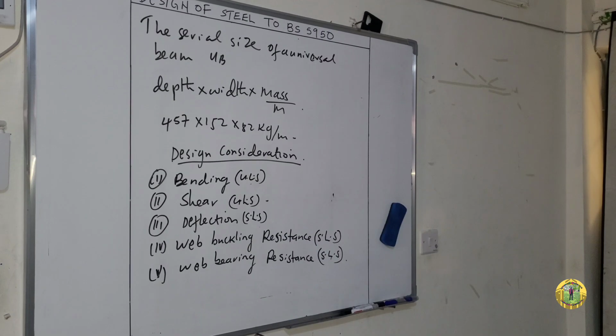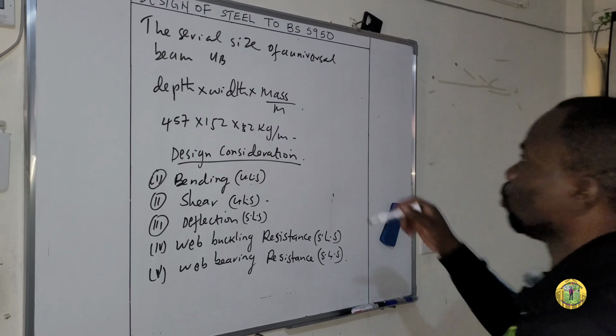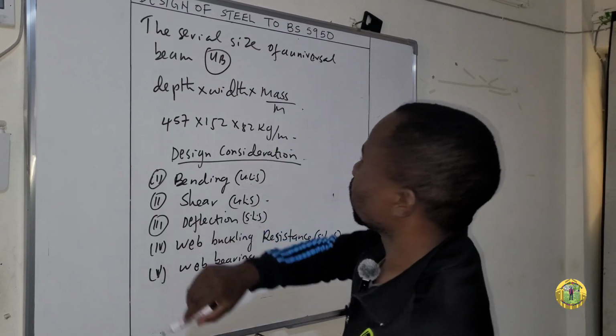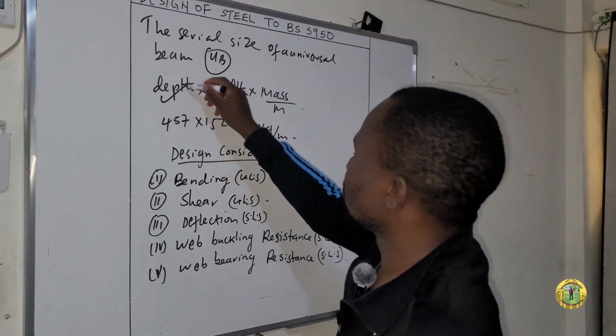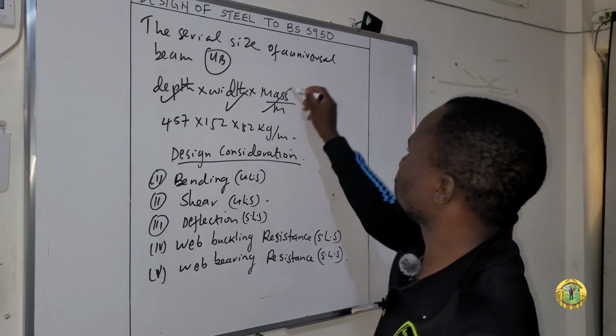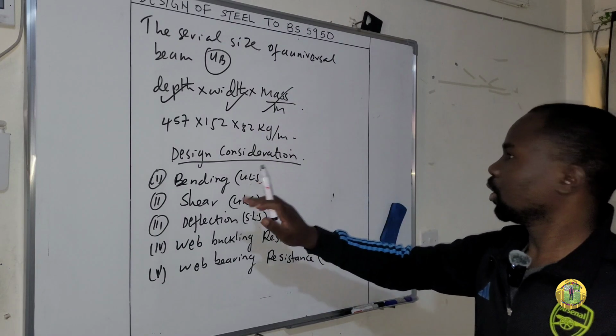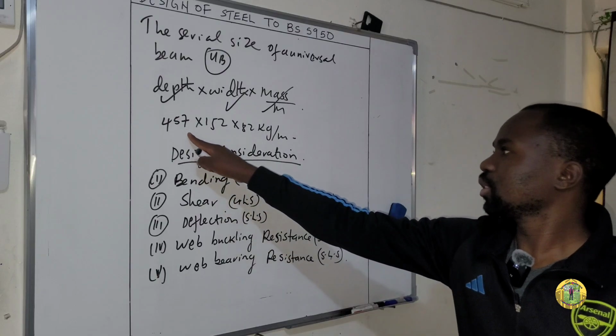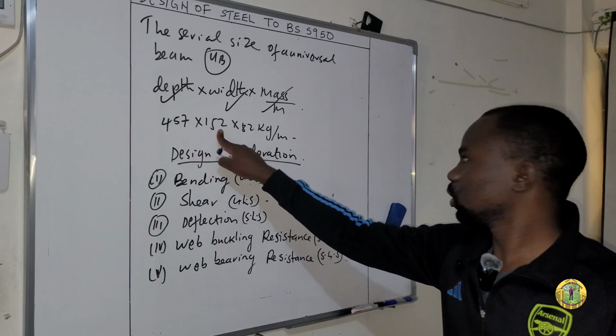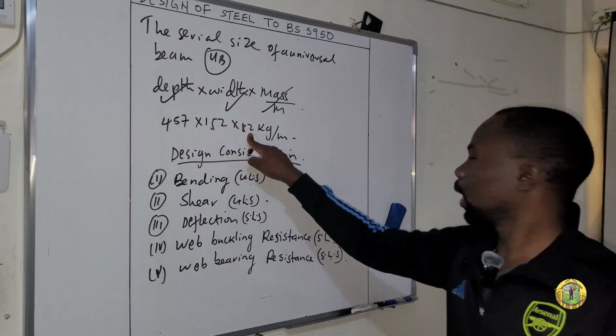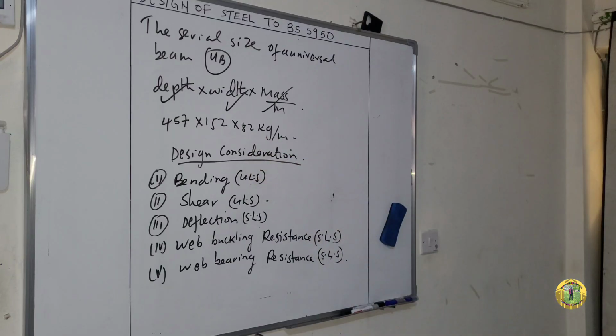So the serial size of a universal beam, UB, is given in depth times width times mass. This is kilogram per meter. So for example, 457 is the depth, 152 is the width, and 82 is kilogram per meter.